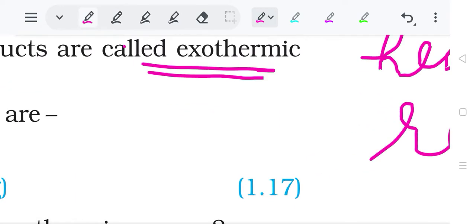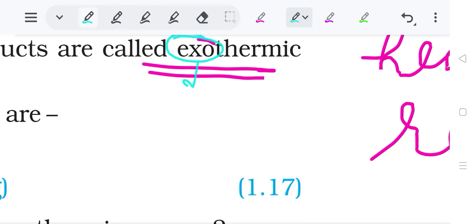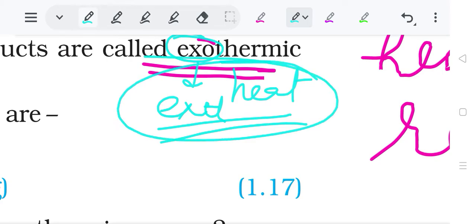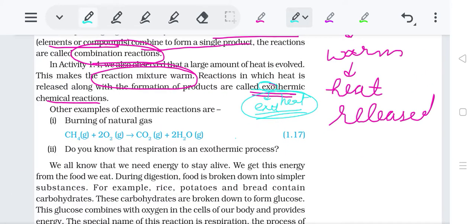So if you take the term exothermic, you can see exo. Exo means exit. Thermic means heat. So exit of heat means exothermic reaction. Here is another example, which is burning of natural gas. CH4, natural gas, when it reacts with oxygen, gives carbon dioxide and 2 molecules of water.